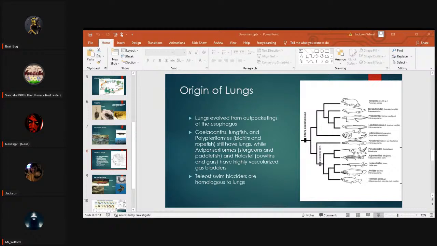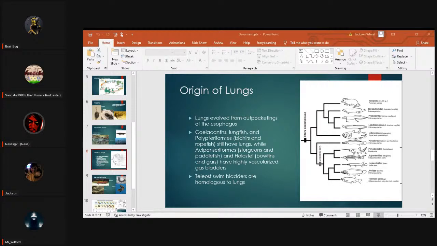I always thought it was the other way around. I always thought the swim bladder came first, and then it became the lung, not the lung became the swim bladder. Yeah, and I think Darwin actually posited that the lung evolved from the swim bladder, but he had it a little bit backwards. The lung came first, or outpocketings of the esophagus came first, and then the lungs evolved from that. Then it became a highly vascularized gas bladder like in gars and bowfins, and then completely closed off in the teleosts.